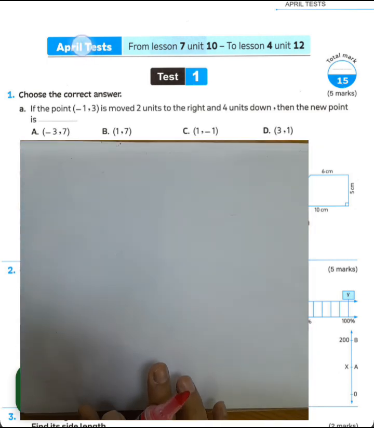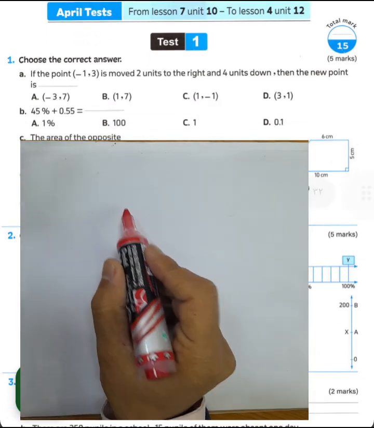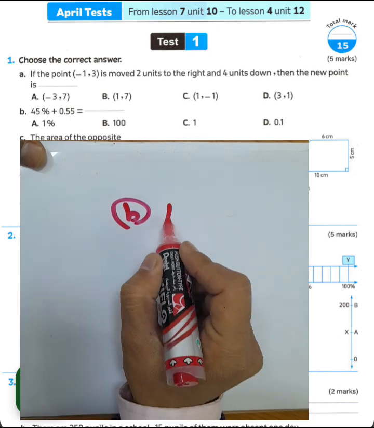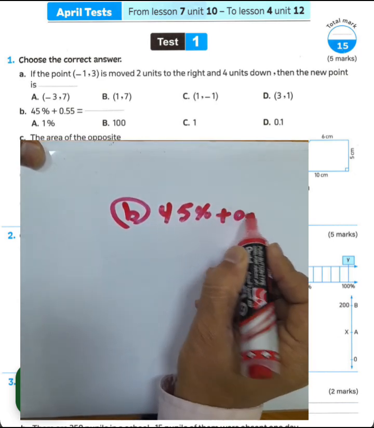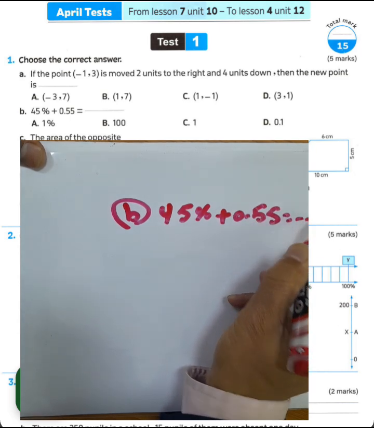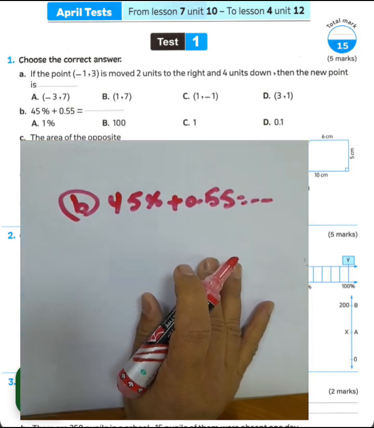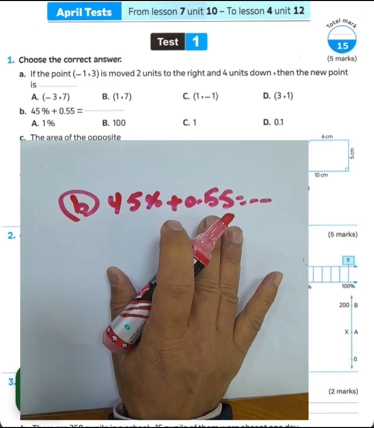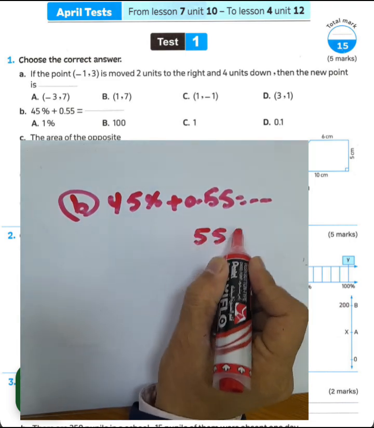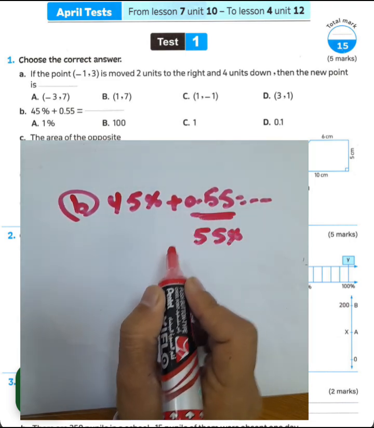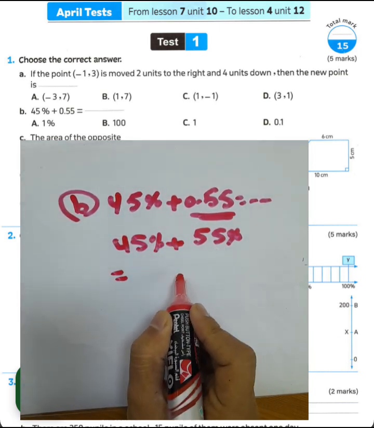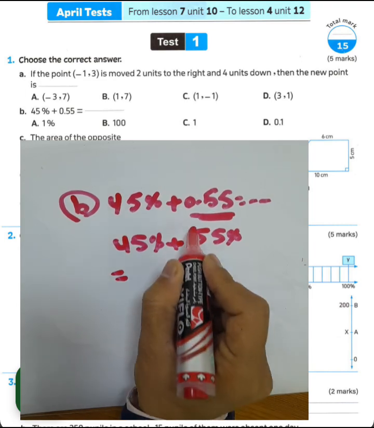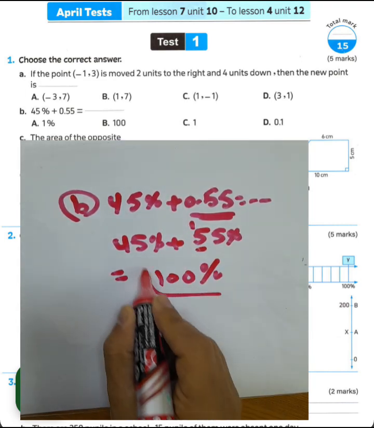Next question. Question letter B. 45% plus 0.55 equals what? He wants to find the result. We know 55/100 means 55%, because the point here is after 2 places. And we have 45%. We must add them. 5 plus 5 is 10, 0 and carry 1, 6 plus 4 equals 10, then the result will be 100%.